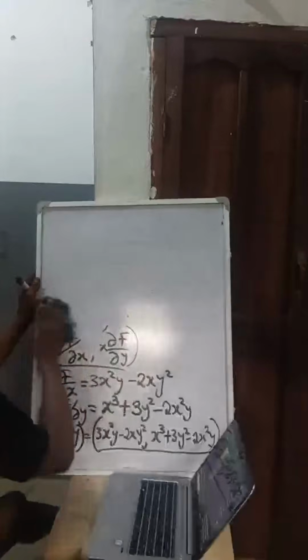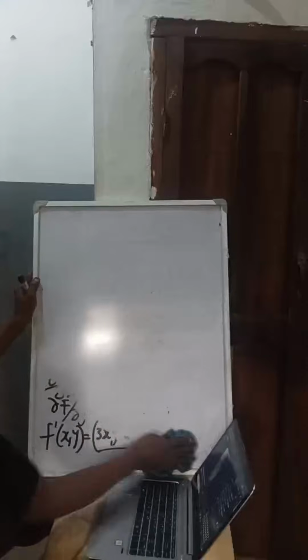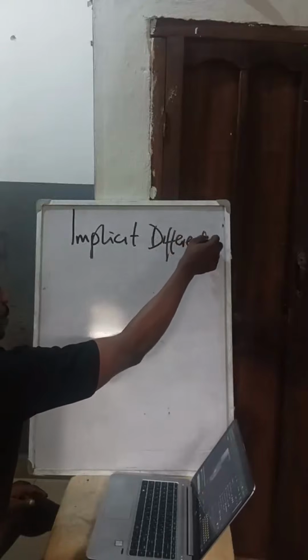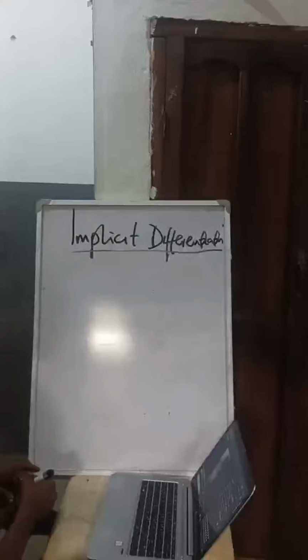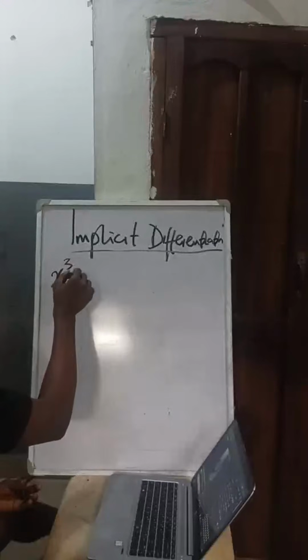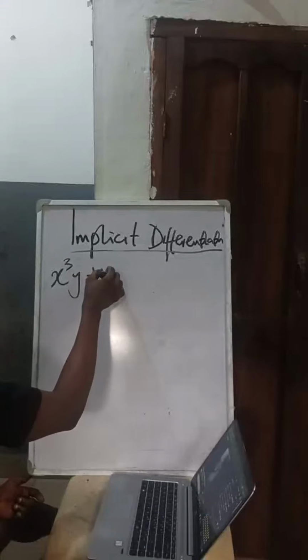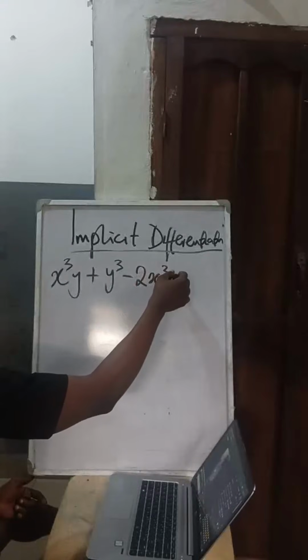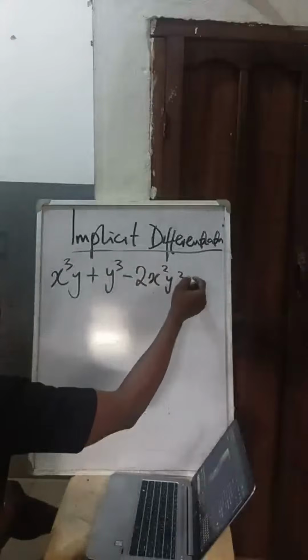Now, let me show you what we call implicit differentiation. So when we talk about implicit differentiation, we have x cubed y plus y cubed minus 2x squared y squared equal to 5.